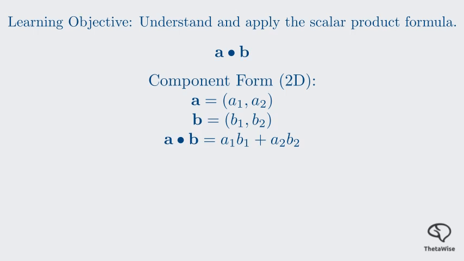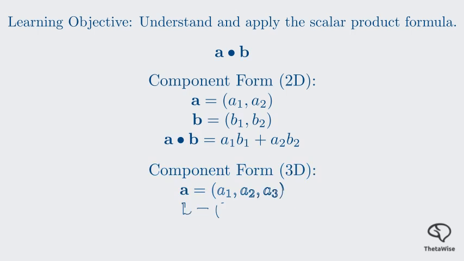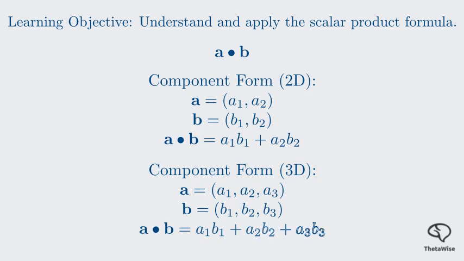This rule extends directly to three dimensions. For three-dimensional vectors A, A1, A2, A3, and B, B1, B2, B3, the scalar product is A1 B1 plus A2 B2 plus A3 B3. In other words, you multiply the x components, multiply the y components, multiply the z components, and then add those results together. This calculation is a fundamental skill.